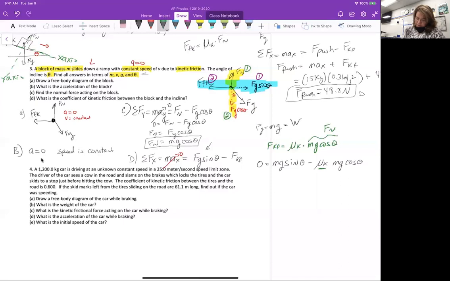So the first thing I'm going to do is subtract mg sine theta from both sides. Now I'm going to divide by mg cosine theta. Actually, I'm going to divide by the negative. And I will get mu k is equal to, and notice what happens to mg. Cancels.